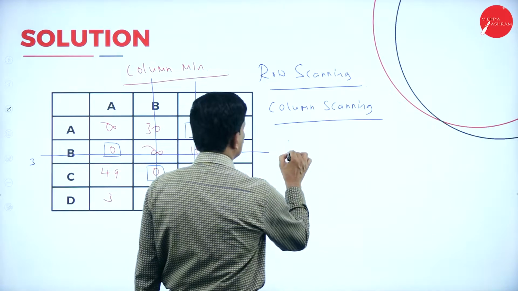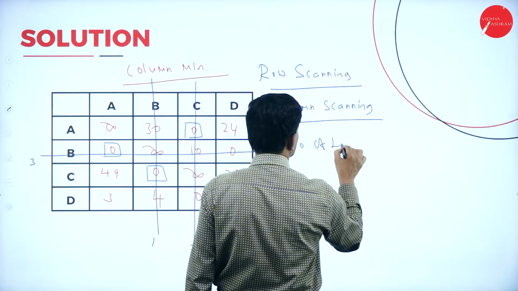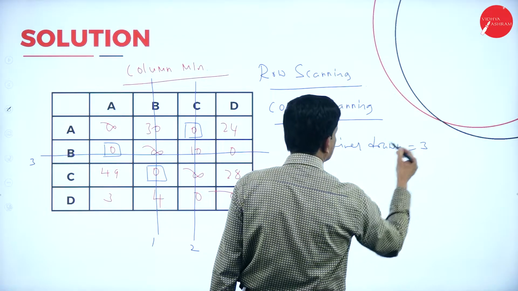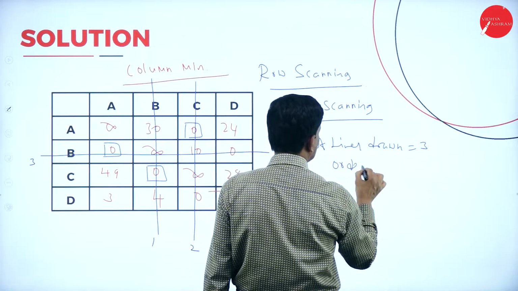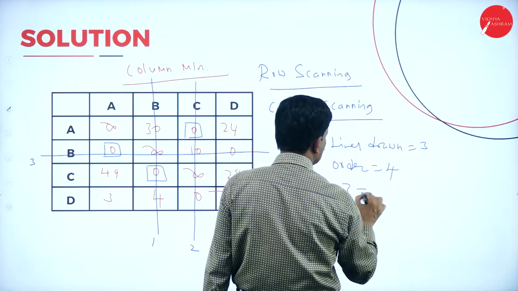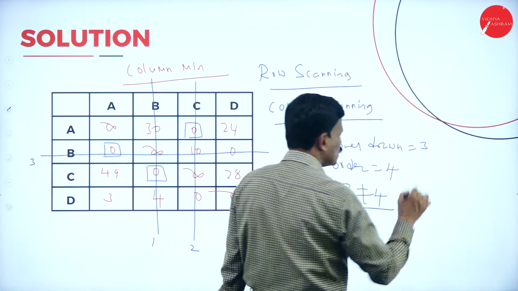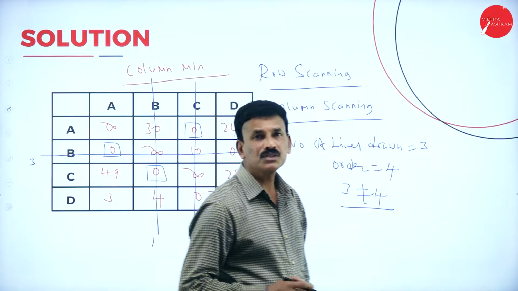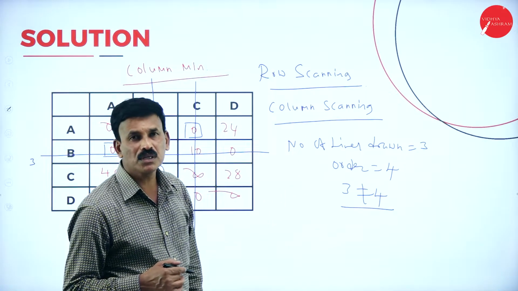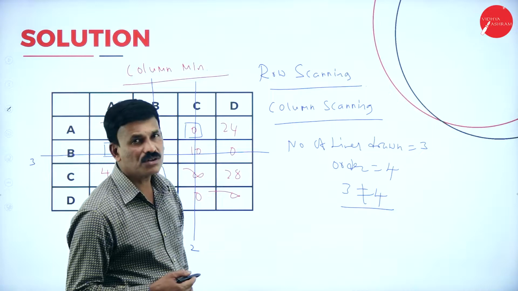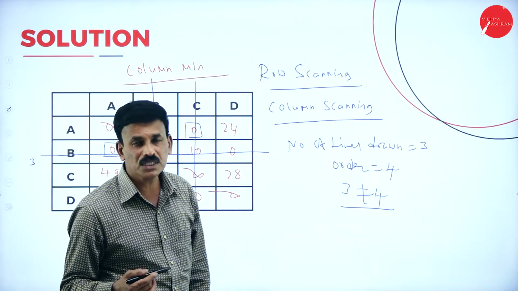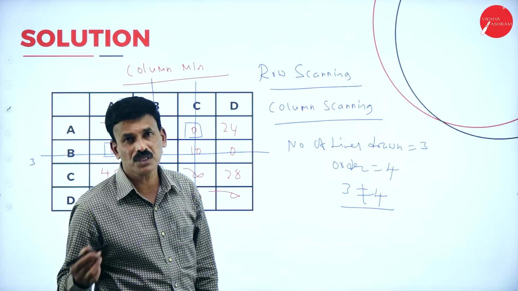Number of lines drawn is equal to 3, whereas the order of the matrix is equal to 4. 3 is not equal to 4. So this is not balanced. This is not optimized. So the solution is not optimal, because the number of lines drawn is 3 whereas the number of rows and columns is 4, so 3 is not equal to 4. Then we have to go for the next step.